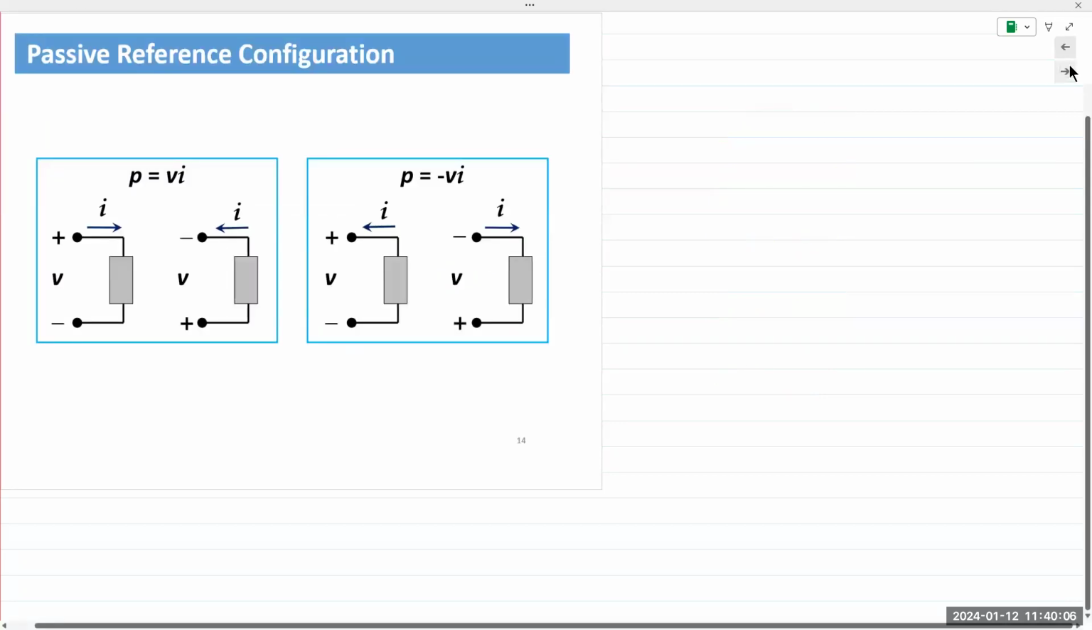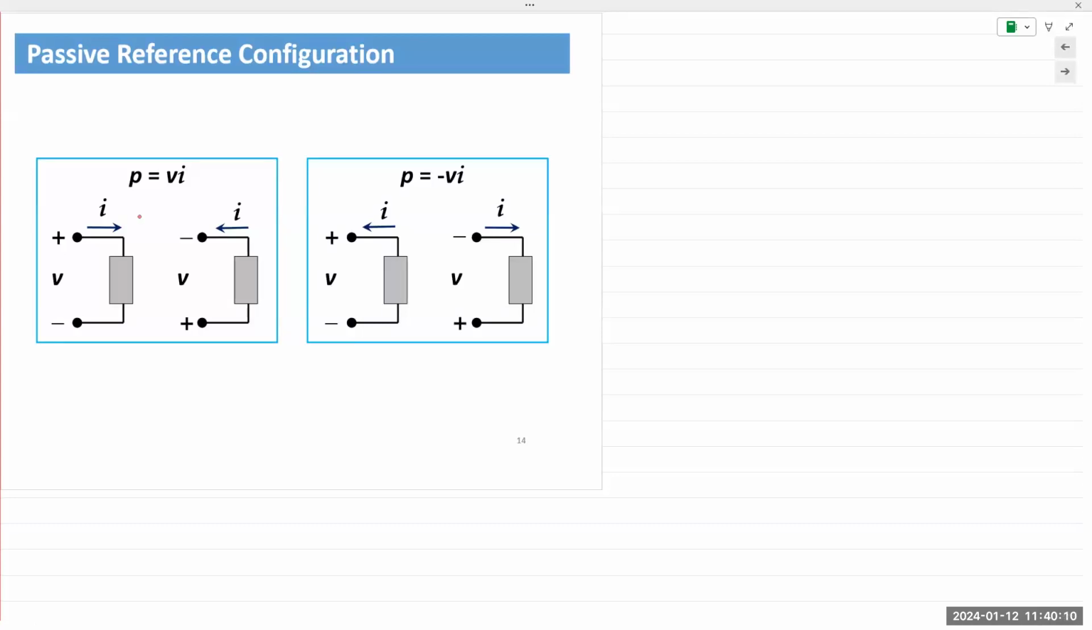Passive reference configuration is simply an extension of just what we talked about. A, B, C, and D. Let's look at A. Where is the current entering? Positive or negative terminal? Positive, so power is positive. So P equals VI. Look at D. Current is entering the negative terminal, so power is minus VI.